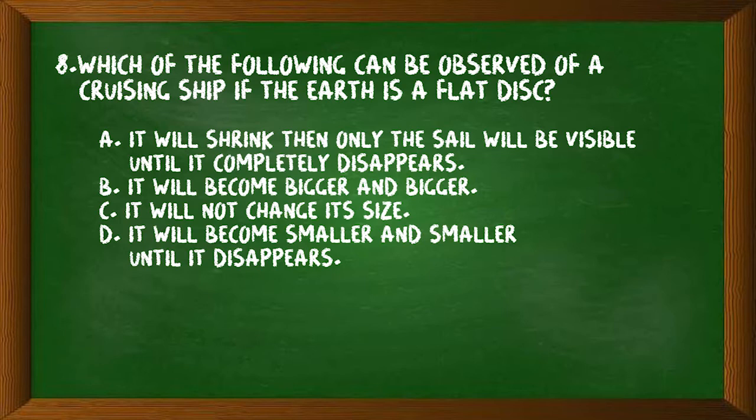Again, which of the following can be observed of a cruising ship if the Earth is a flat disk? A. It will shrink, then only the sail will be visible until it completely disappears. Letter B. It will become bigger and bigger. Letter C. It will not change its size. And letter D. It will become smaller and smaller until it disappears. Go!